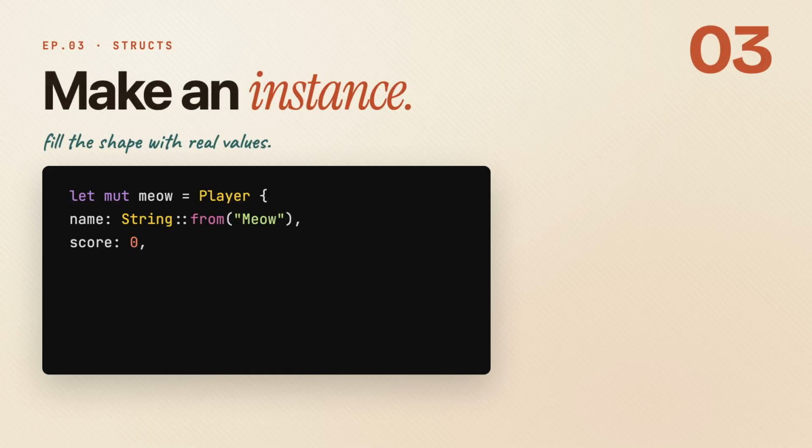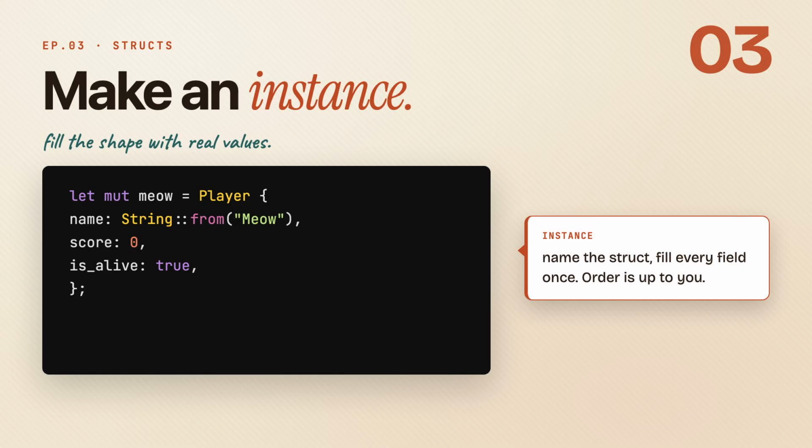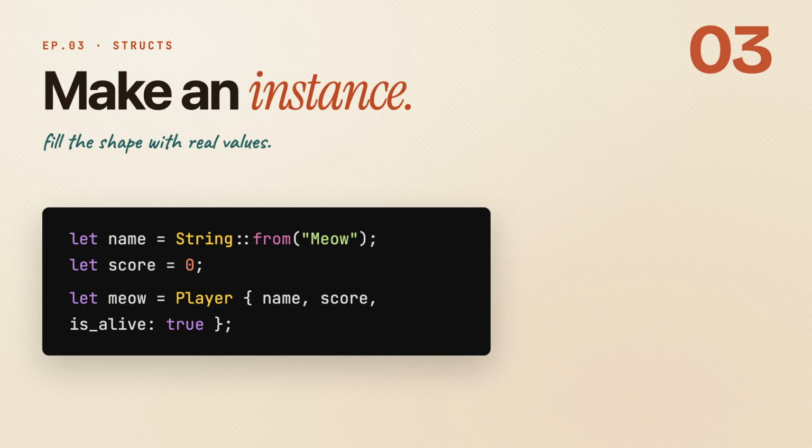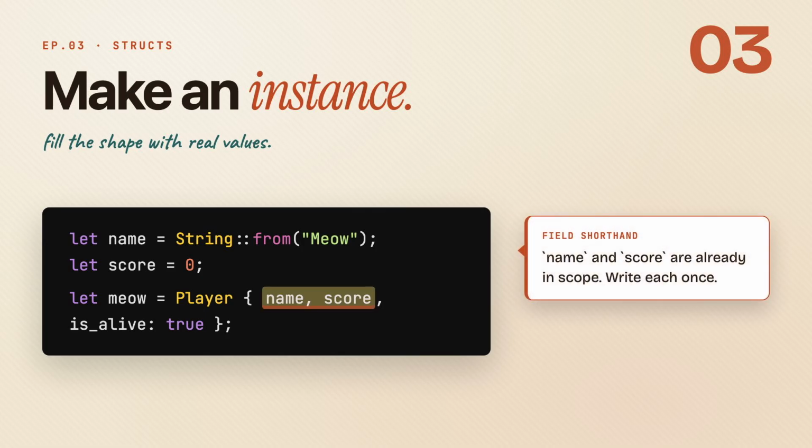To make a player, we name the struct, open the braces, and fill in every field. This is Meow, score is 0, still alive. The compiler will never let you skip a field. Now let's read a field with a dot: meow.score. If you want to change it, then the whole let has to become mutable. Let's mark it with the mut keyword, and then meow.score = 100 works. In Rust, the whole instance is mutable or none of it. You cannot mark one field mutable on its own.